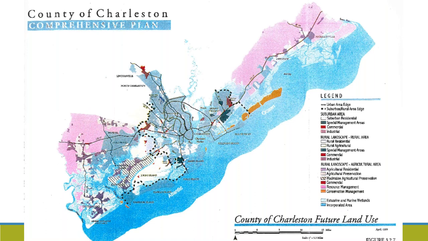The settlement areas were defined as part of the 1999 comprehensive plan, and these areas were only located in the rural areas of the county. They're shown in dark purple on this map. You can see some here on Edisto Island, some in western Charleston County on Wadmalaw Island, and then out in the East Cooper area of the county near McClellanville and Awendaw.